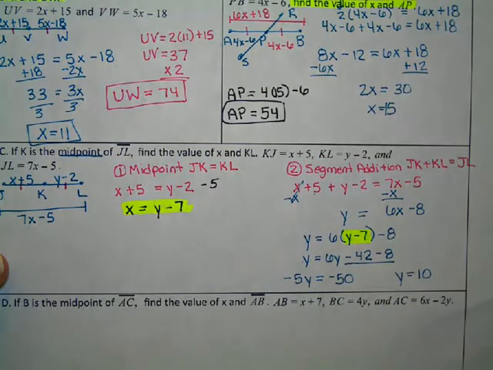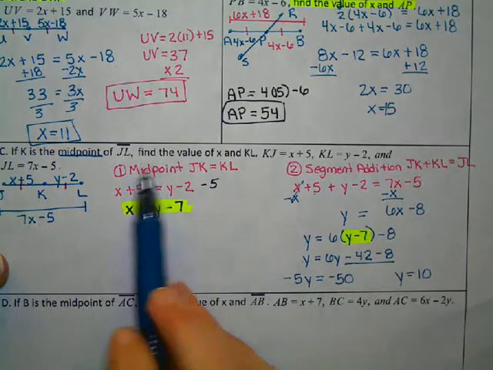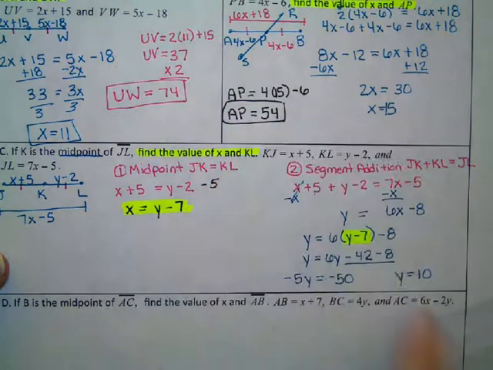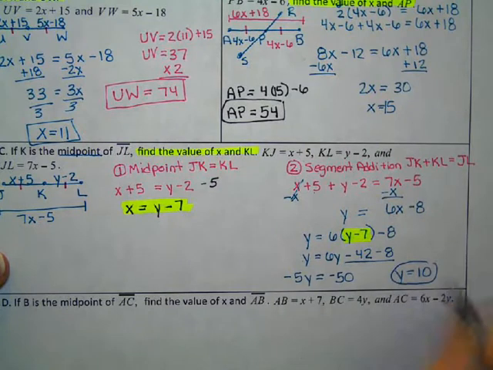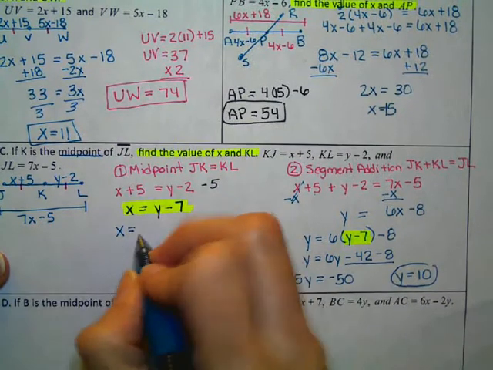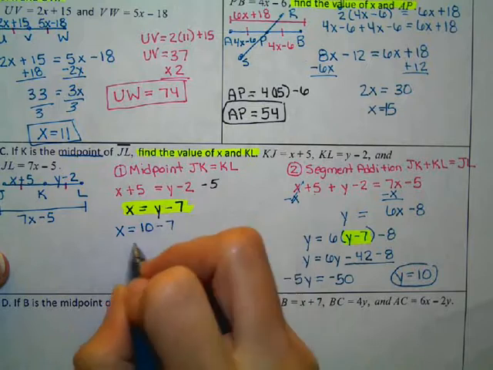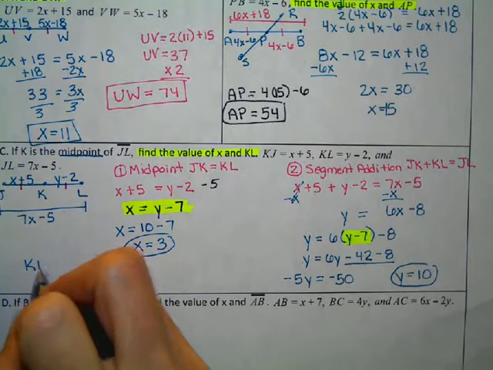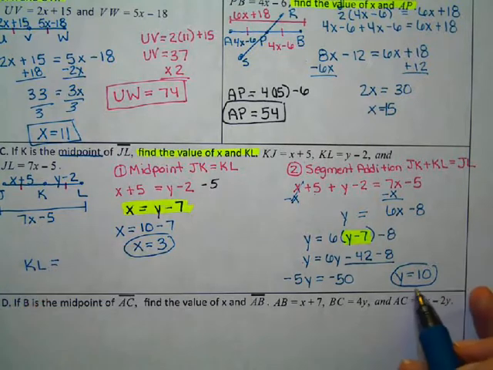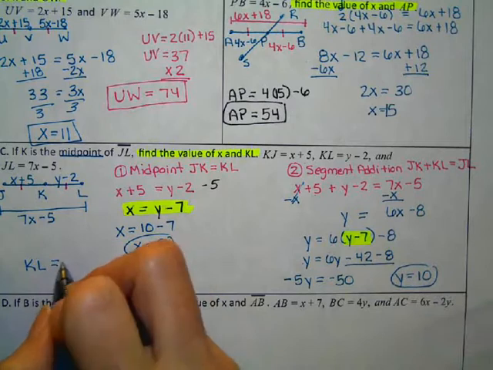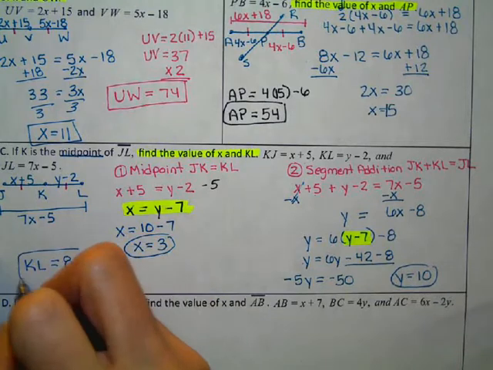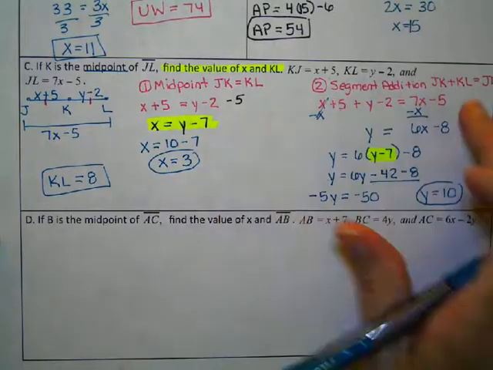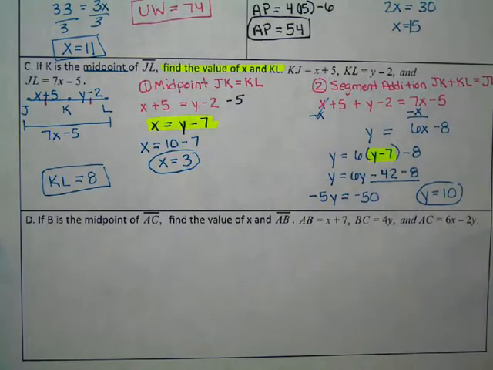It says I want to find the value of x and KL. Okay, so I'm going to plug this answer back in to find x. 10 minus 7, so x equals 3. Plug that in for KL. KL says we want to do 10 minus 2, so KL is 8. Alright, so these are how you're going to solve your two problems. One dealing with the midpoint, one dealing with segment addition, and then solve the system. If you want to pause it and try the next one on your own, feel free.